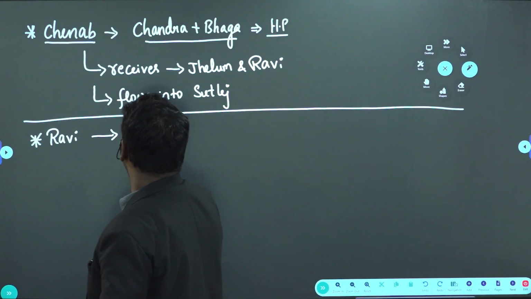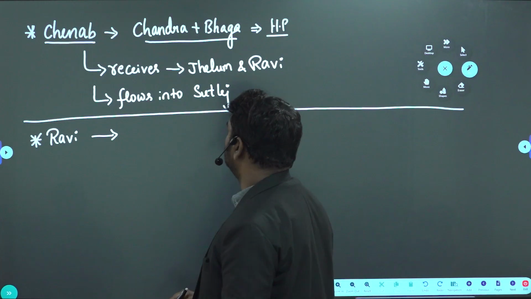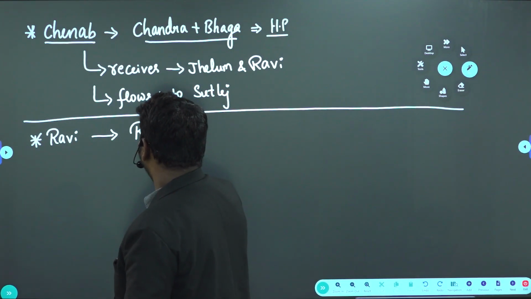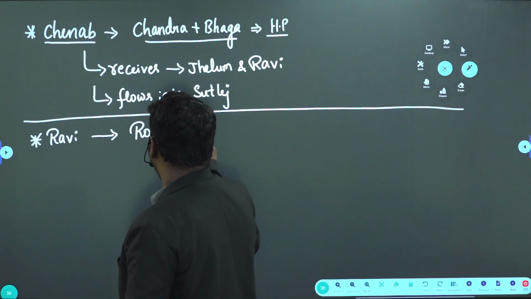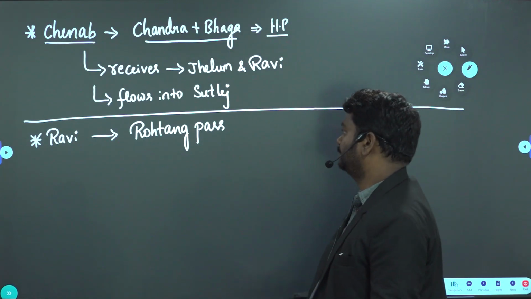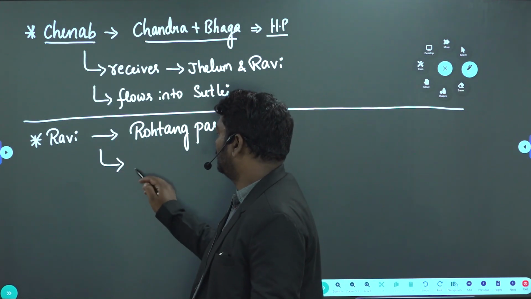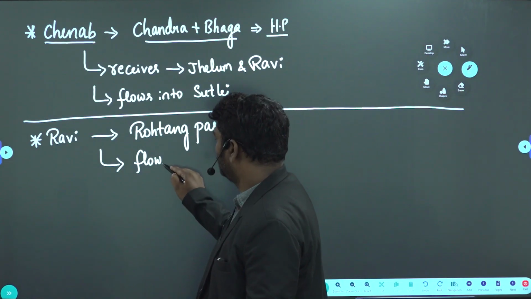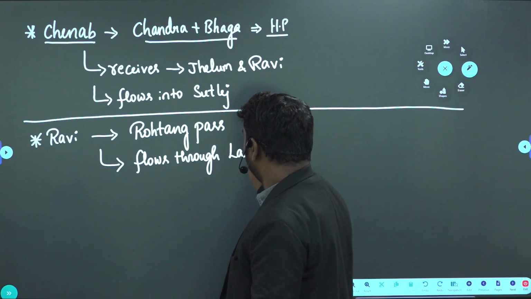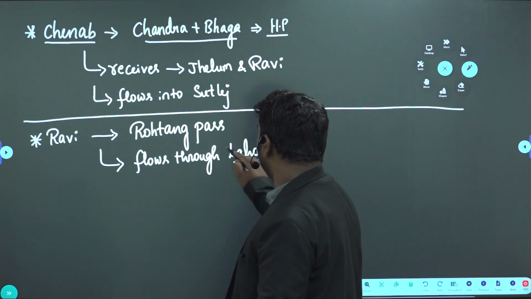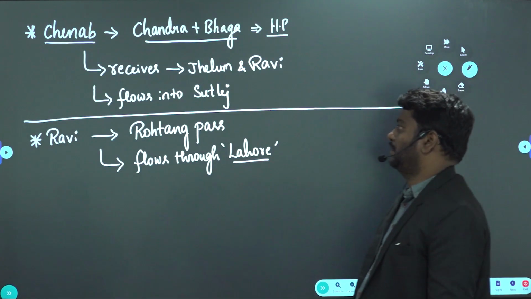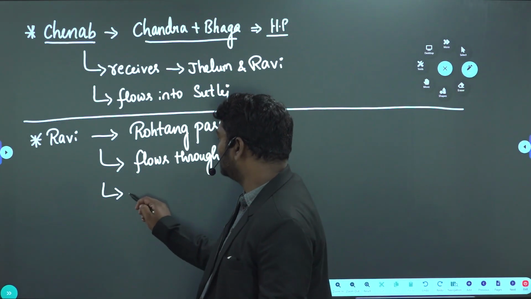Ravi river flows from Rohtang Pass. It is known as River of Lahore. Which river flows into which one is very important.